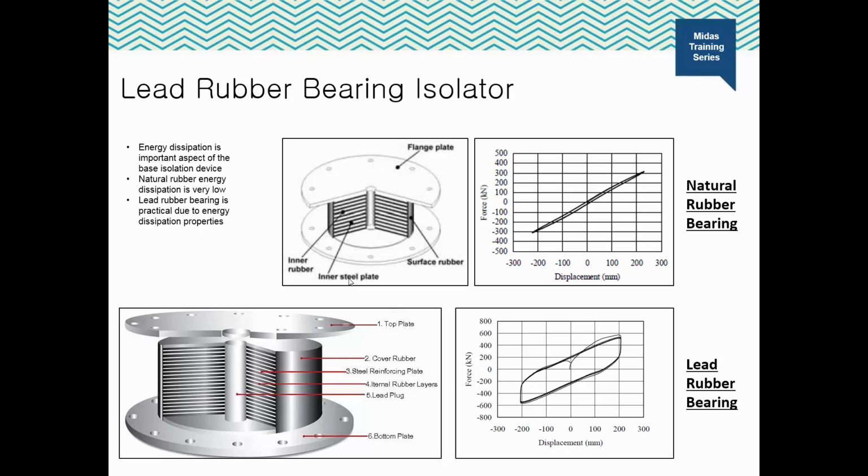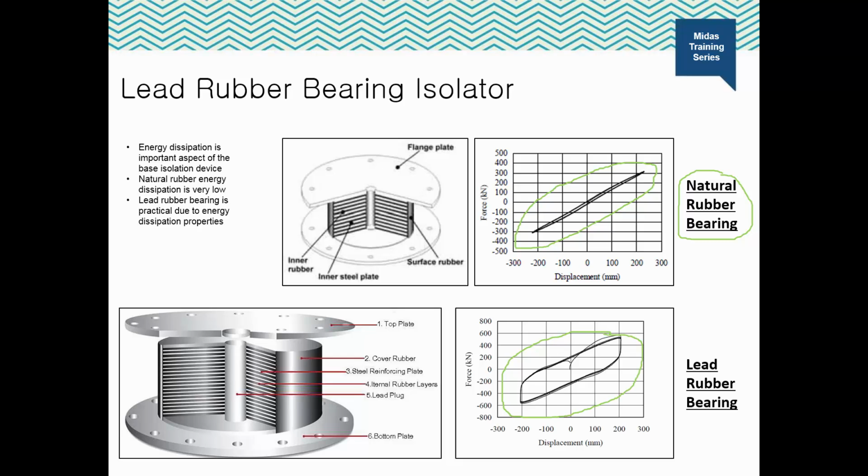If the structure is without the lead core, then we can see that the loss of energy in the hysteresis loop is very less. So here, this is the isolator without the lead core, and as you can see, the loss of energy in the hysteresis loop is very less. Since the area of the hysteresis loop represents the loss of energy, we can easily compare the loss of energy with and without the lead core.